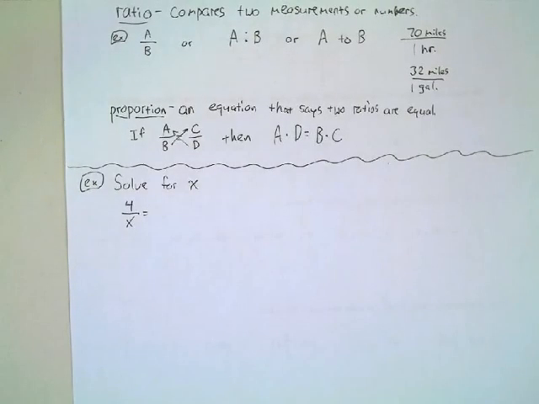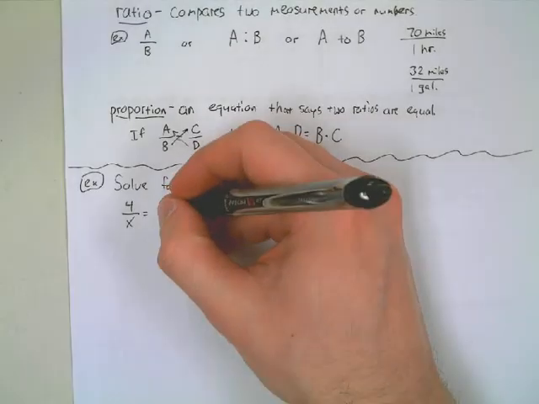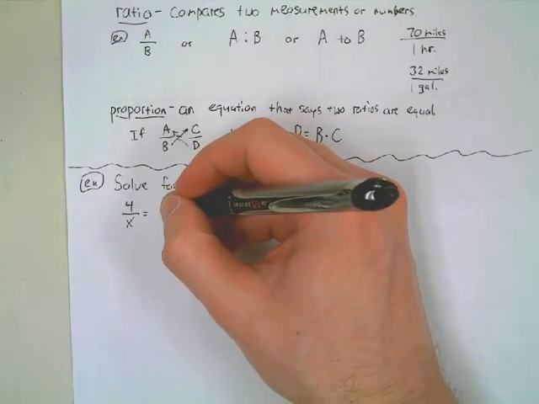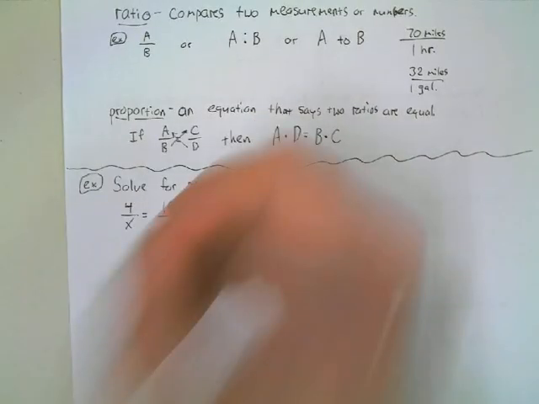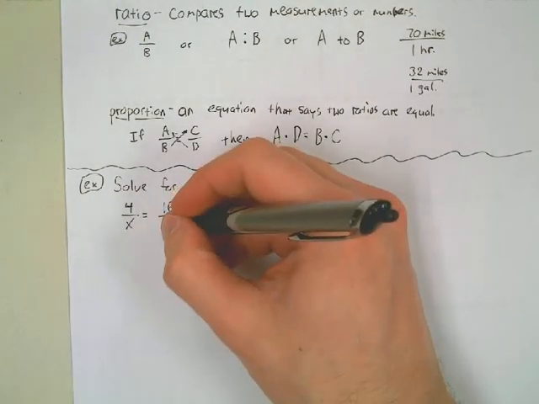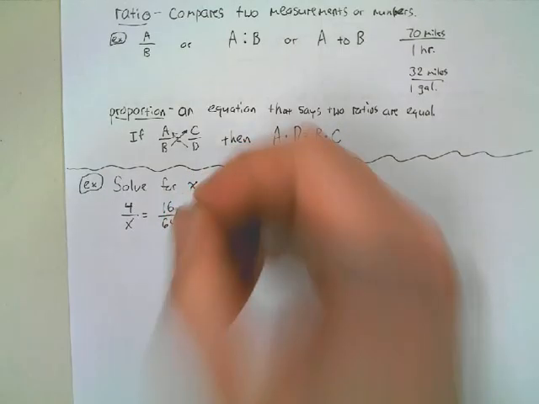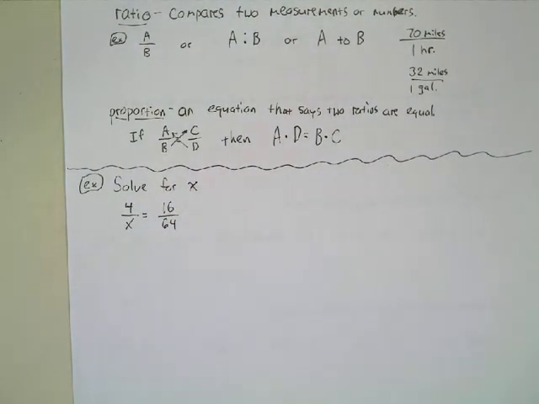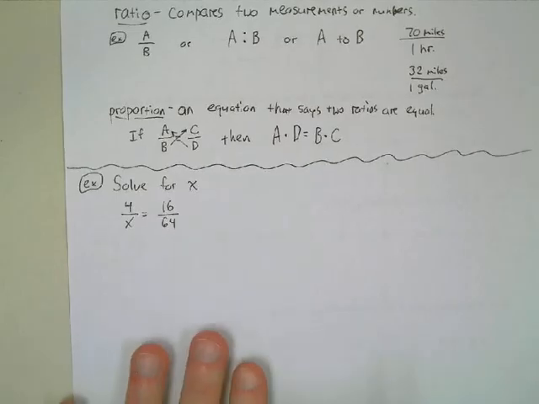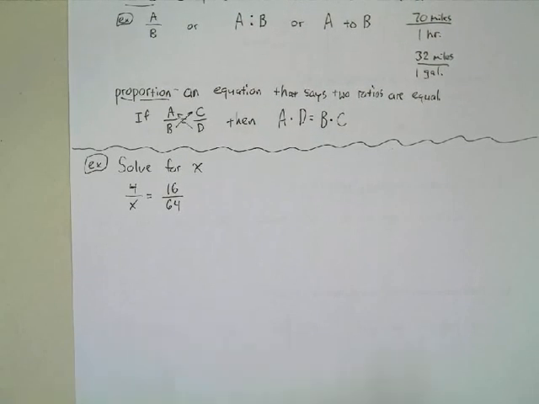4 over x equals 16 over 64. Okay. And again, we want to find x. So to do that, Antoinette, what should we do here to solve this equation, solve this proportion? What can we do?